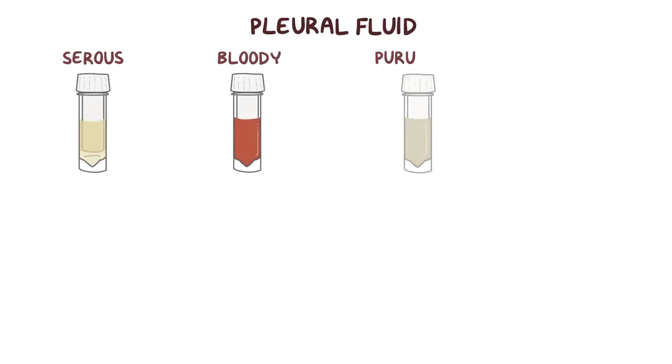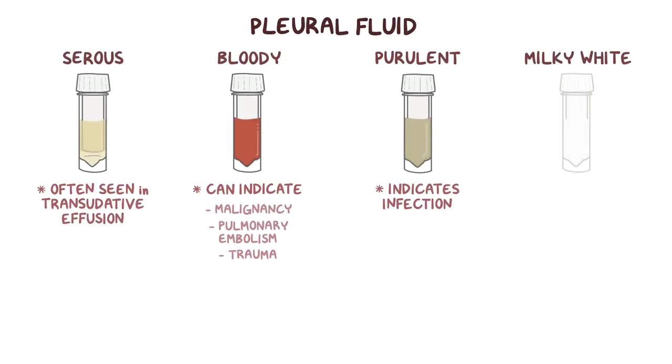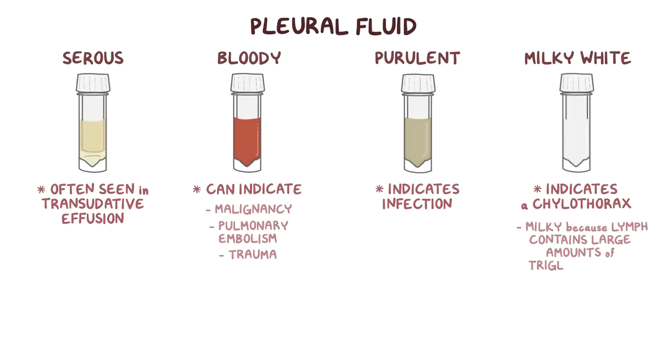Pleural fluid can appear serous, which is to say clear, or it can be bloody or purulent. Serous fluid is often seen in transudative effusions, whereas bloody fluid can indicate malignancy, a pulmonary embolism, or trauma, and purulent fluid indicates an infection. Milky white fluid indicates a chylothorax, and it appears milky because lymph contains large amounts of triglycerides and chylomicrons.